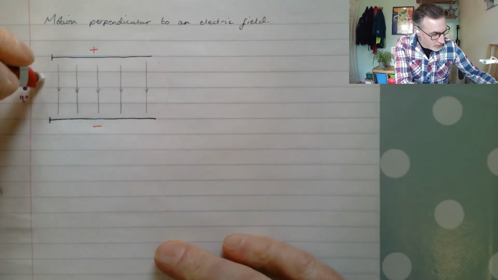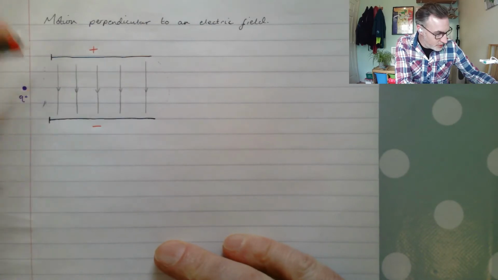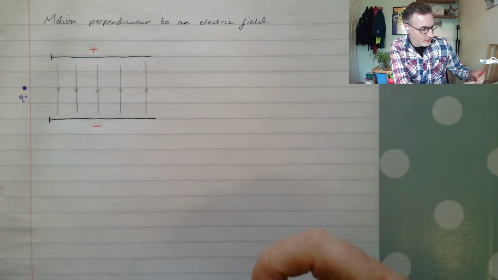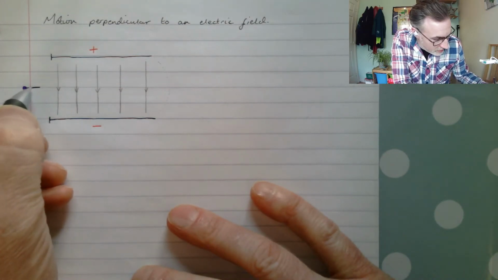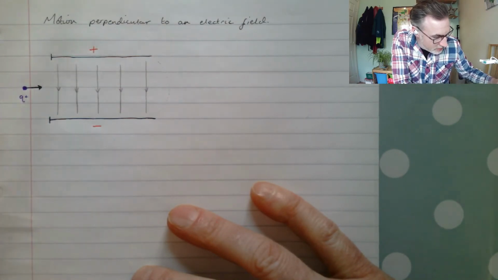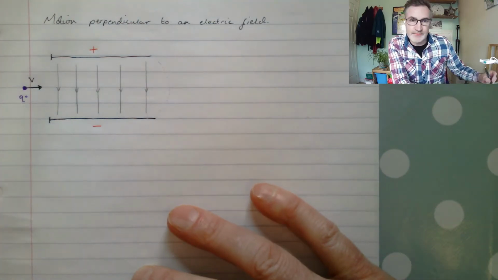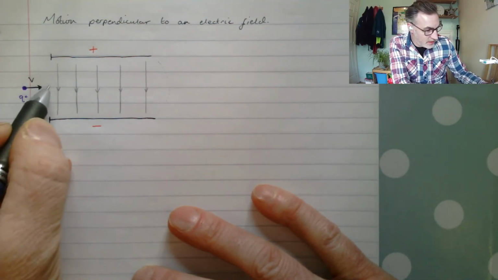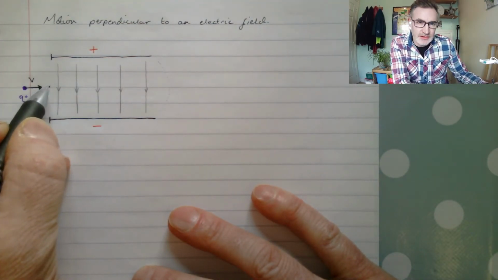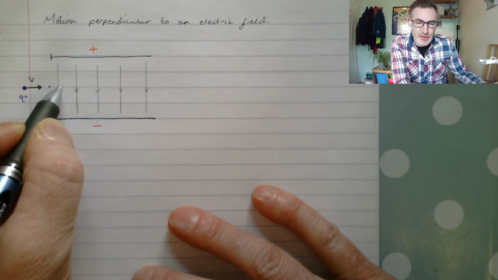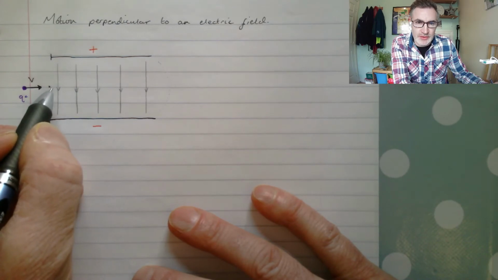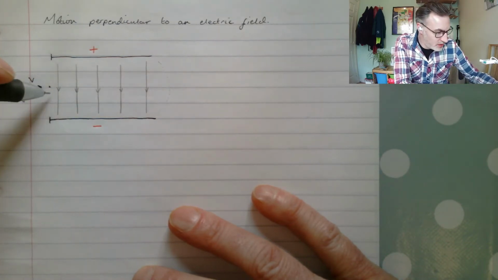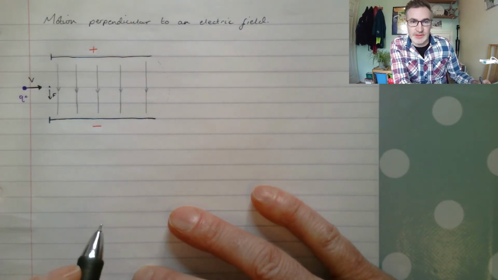So your particle is fired with an initial velocity v, like so. And as soon as it enters the field, at this point here, it's going to experience a force. Now, it's a positively charged particle, so at this point it's going to be experiencing a force going down.